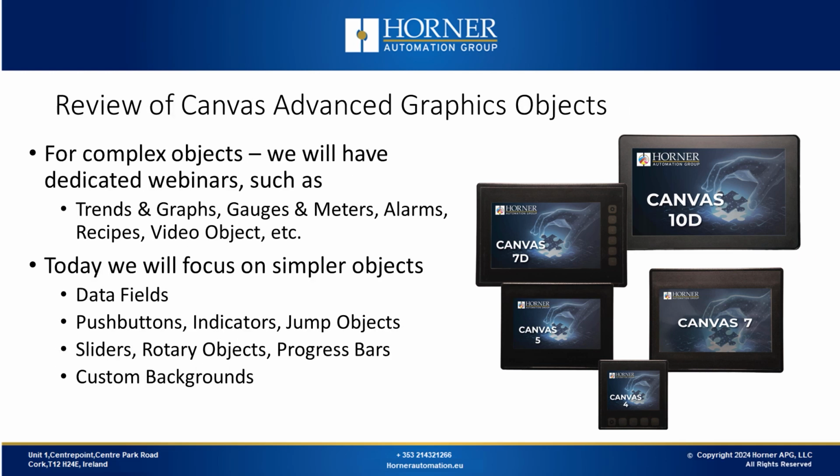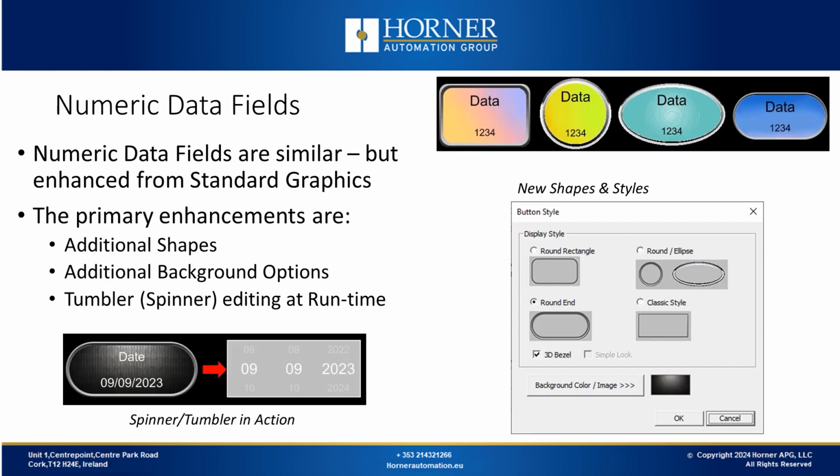For the rest of this webinar, we will review some of the standard objects that are available in Canvas. We will review and demonstrate more advanced objects in future webinars. For today, we will focus on some of the more basic and commonly used objects and capabilities, such as data fields, push buttons, indicators, jump objects, sliders, rotary objects, progress bars, and custom backgrounds. We will start with numeric data fields.